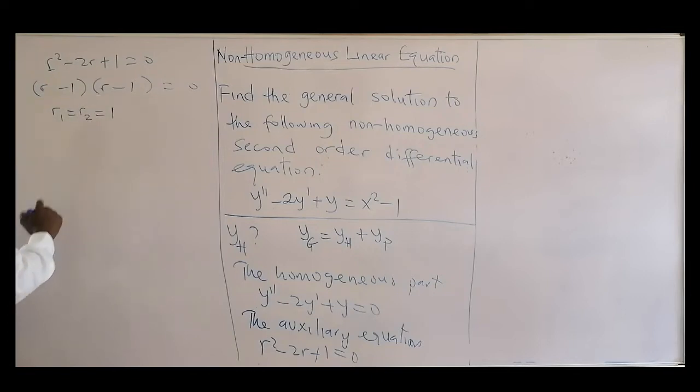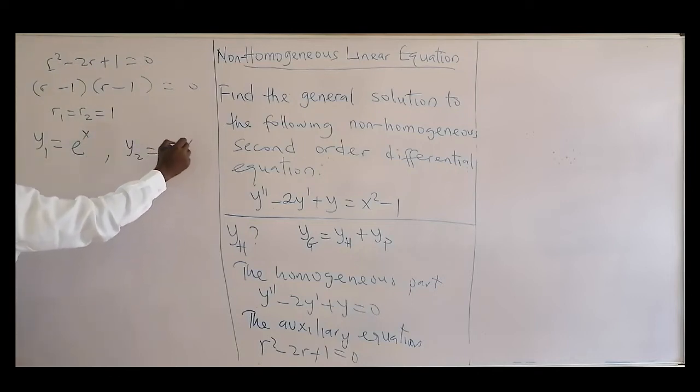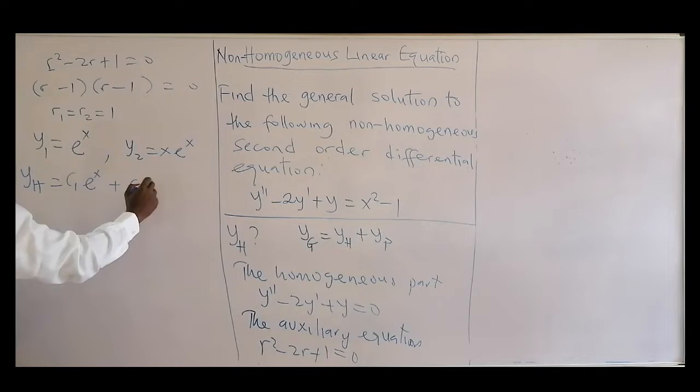Which is 1. So in that case, the general solution for the homogeneous equation will be equal to your y1 solution. Your y1 will be equal to e to the power of r x, and your r is 1, so that's e^x. Then your y2 is x e^x. So the general solution for the homogeneous is c1 y1 plus c2 y2. So that's the general solution.